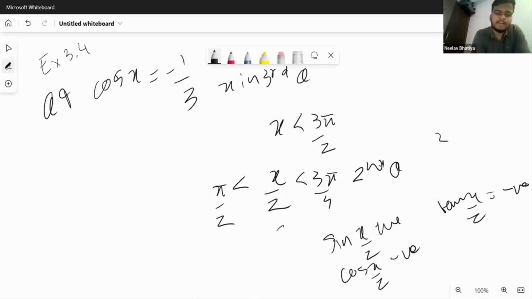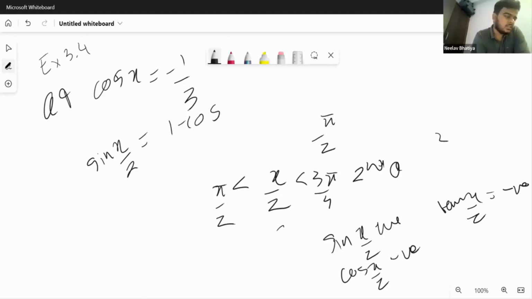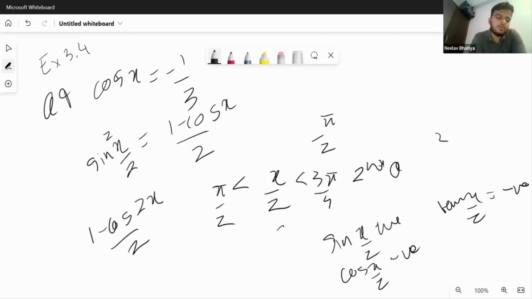We know for a fact that sine square x by 2 equals 1 minus cos x upon 2. Can you recall how I got here? Do you recall the formula of 1 minus cos 2x upon 2 as being equal to sine square x? Do you know this formula? I'm going to leave it here. I'm not going to solve it for you because this is something that you should know.